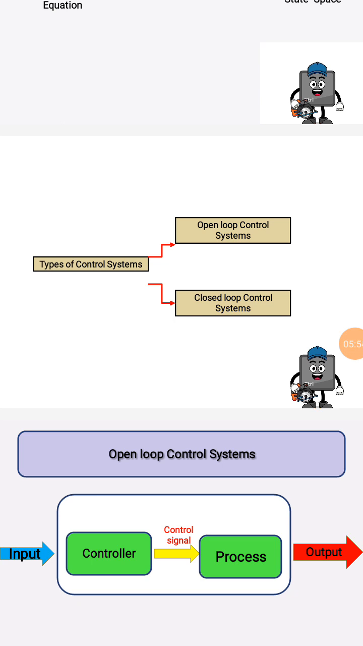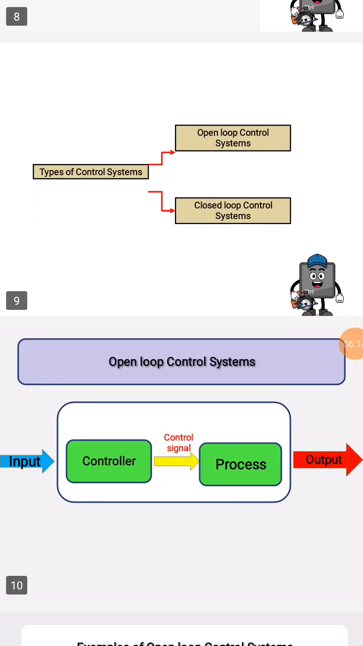The block diagram we saw earlier for the control system is the same block that applies to the open loop control system. Here we never give any feedback from output to input; there is no feedback path. That is the key point. Now I wish to explain the open loop control system with realistic day-to-day life examples.